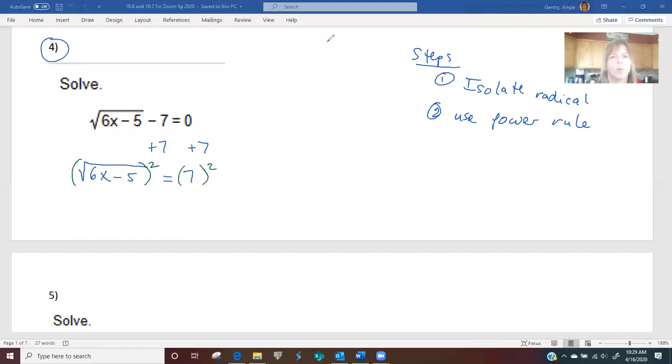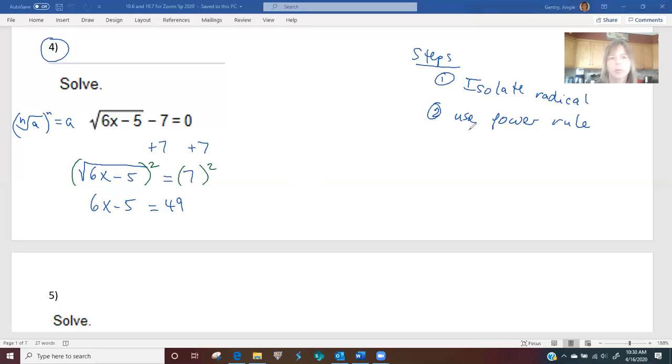So now we're going to have 6x minus 5 comes out. This is from the old stuff, you know, the nth root of a to the n, whether that n is under or outside here, it's still the a comes out. And then you have a 49. And then you just solve. So you use the power rule, meaning if it's a cubed root, you cube each side. If it's the 5th root, you take each side to the 5th power.